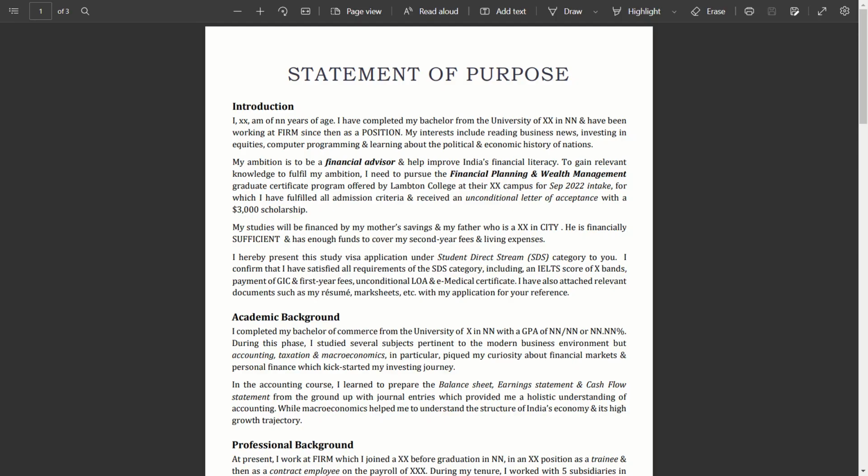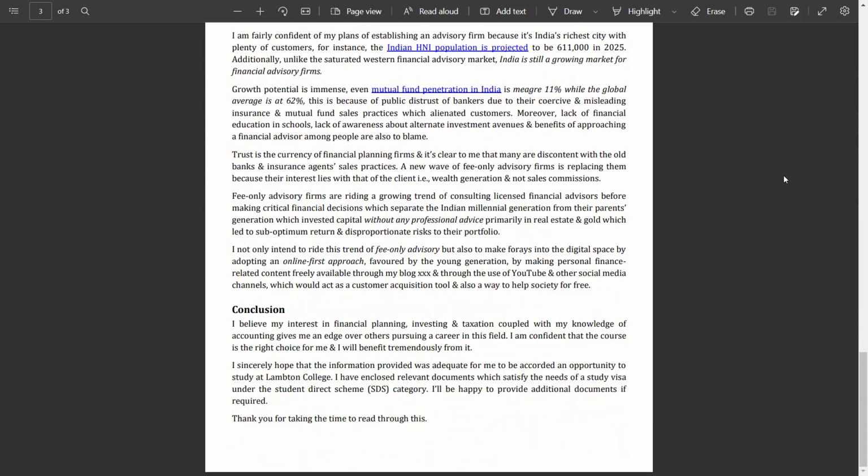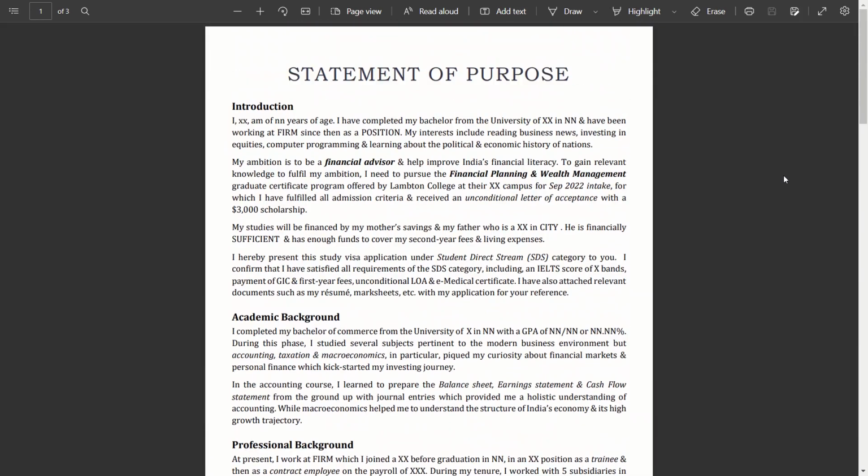Now let's go through my statement of purpose. This was the statement of purpose which helped me get my visa. It is basically 3 pages. Be careful, you should not exceed 3 pages because the visa officer is pretty busy and they don't have time to go through 4 or 5 pages of your SOP.